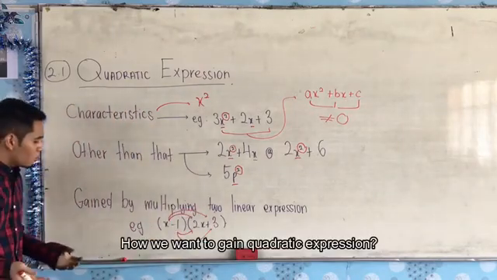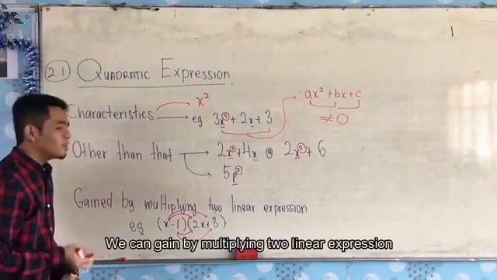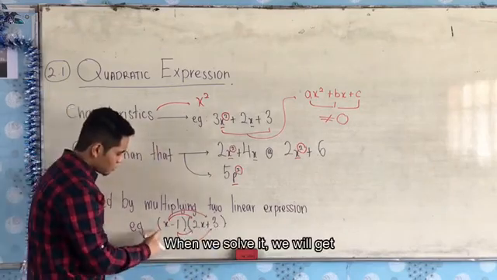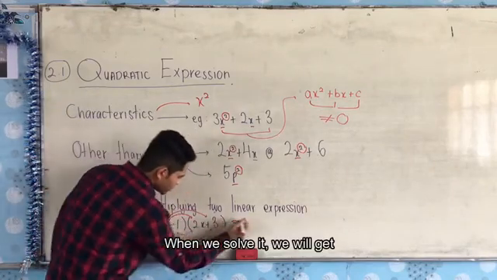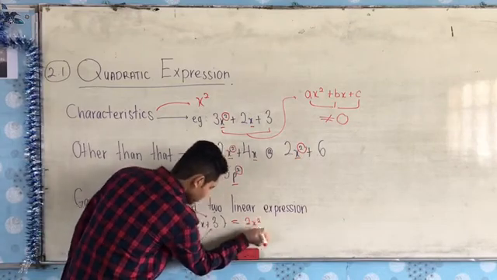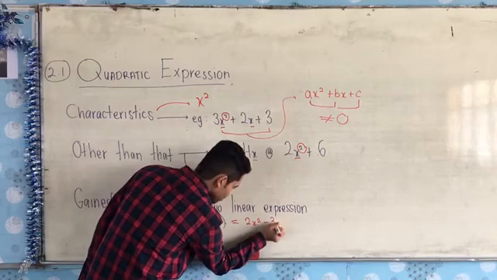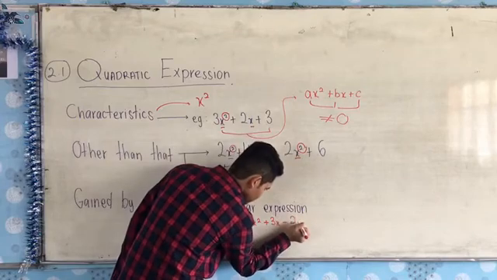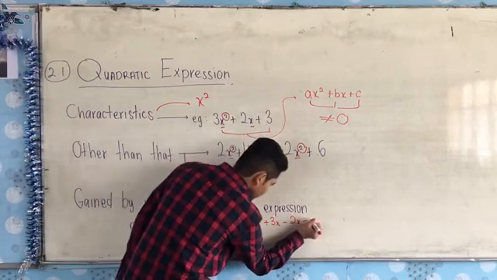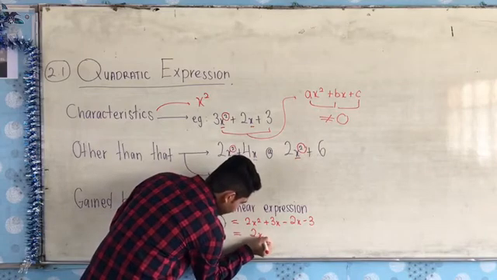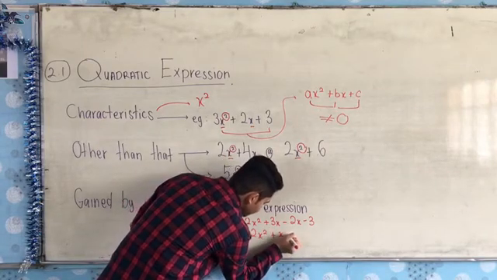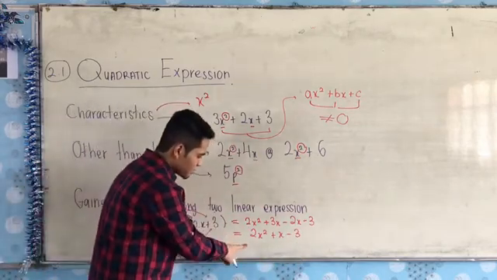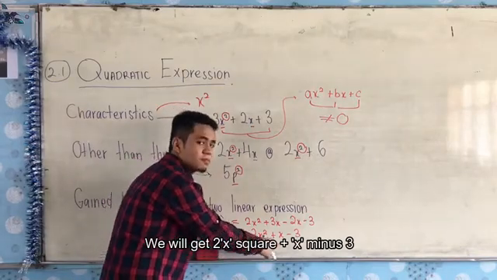So, how do we obtain a quadratic expression? We can obtain it by multiplying two linear expressions, for example, when we solve it, we will get until we get the simplest form. So we will get 2x squared plus x plus 3.